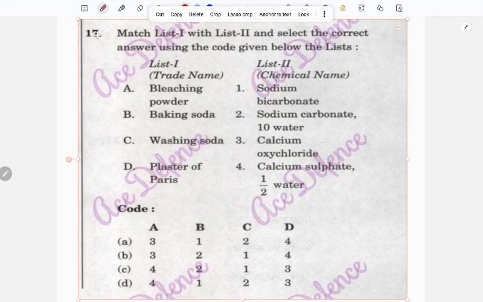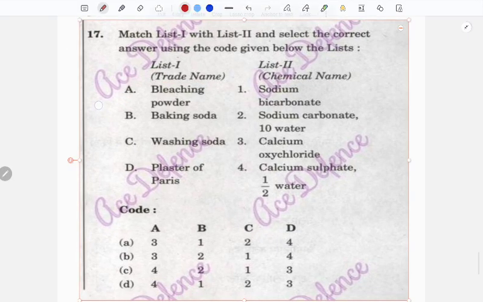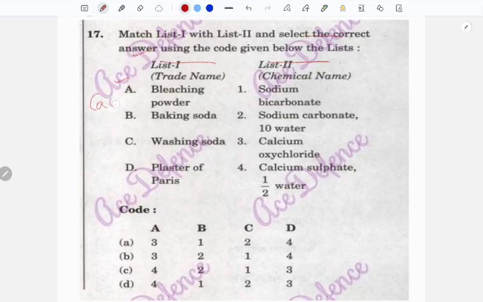Alright, here comes the next question. Match list 1 with list 2 and select the correct answer using the code given below the list. List 1 has the trade name, that is the famous name we call them by, and list 2 has the chemical name. So A is bleaching powder. I hope you must have heard about it. It's a pale yellow powder, correct? The formula is CaOCl2, calcium oxychloride.